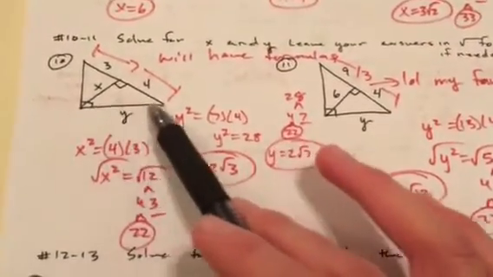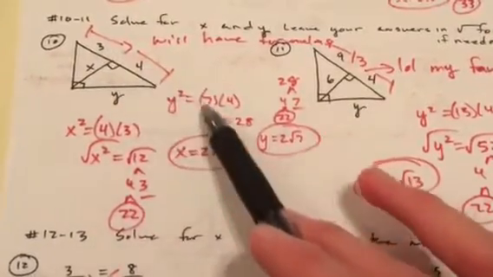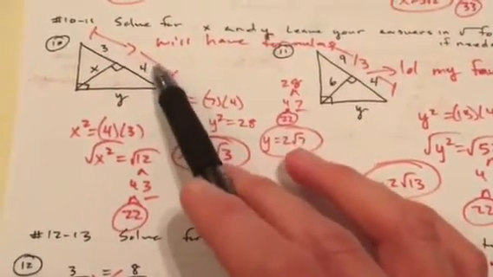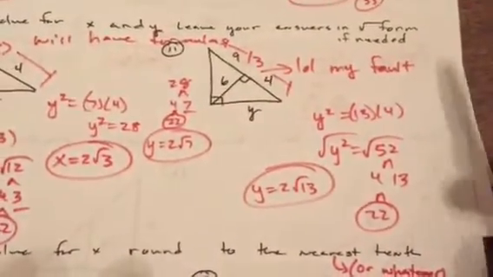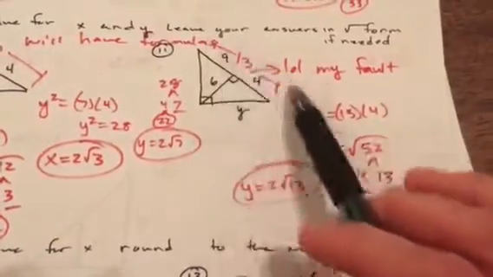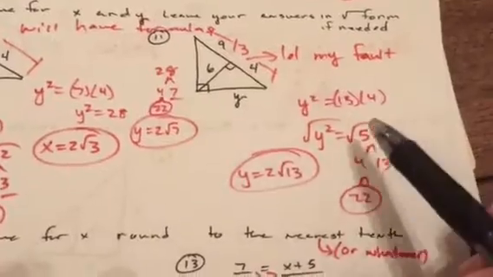You got the leg squared is equal to the whole hypotenuse, 3 plus 4 is 7, times the part of the hypotenuse that touches that leg, 4. Take the square root of 28, you get 2 root 7. My fault on this one, you're just solving for y. Whole hypotenuse is 13. The part that touches it is 4. 13 times 4 is 52, 2 root 13.